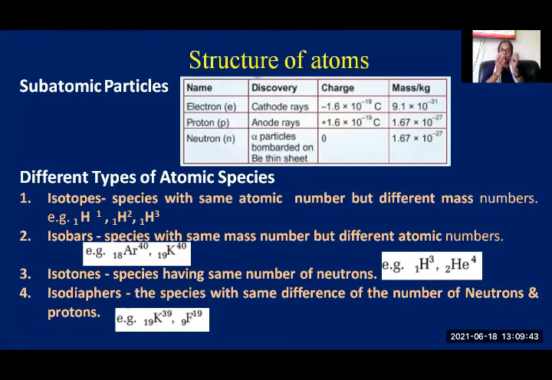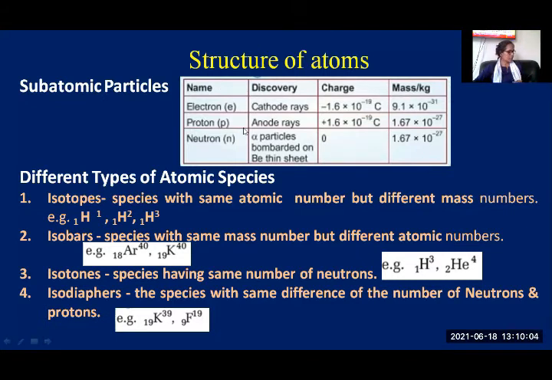So now, the major mass is carried by which species? Definitely, by looking at the values, we can say that it is by the proton and the neutron. That is why we say that the electron's mass is very negligible, and the mass of the atom is completely concentrated at the center, the nucleus, for that reason. Okay, so this is about the subatomic particles.